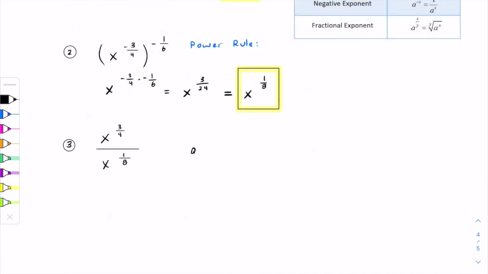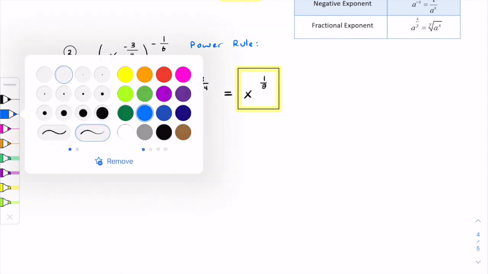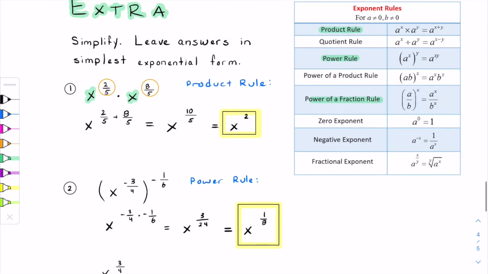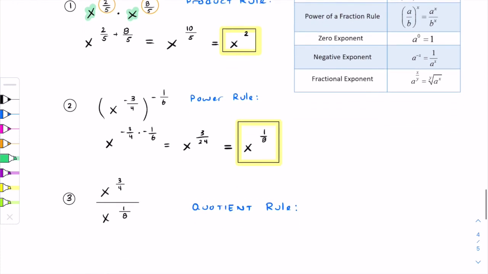And lastly, number 3. Number 3 uses the quotient rule. I think I actually highlighted the wrong one above. I did. Sorry, I mentioned quotient rule. I just highlighted the wrong one. So the quotient rule tells you that if you are dividing, that's the same thing as a fraction. If you are dividing something with the same base in both the numerator and the denominator, you can subtract your exponents.